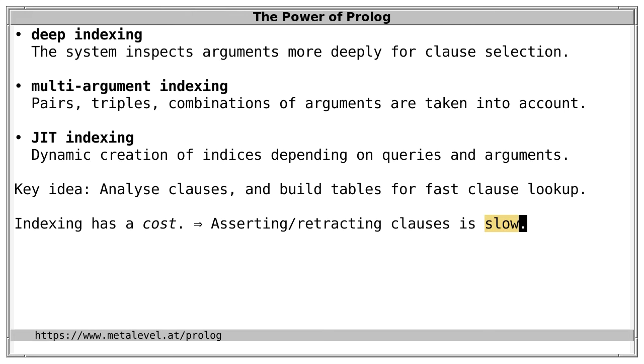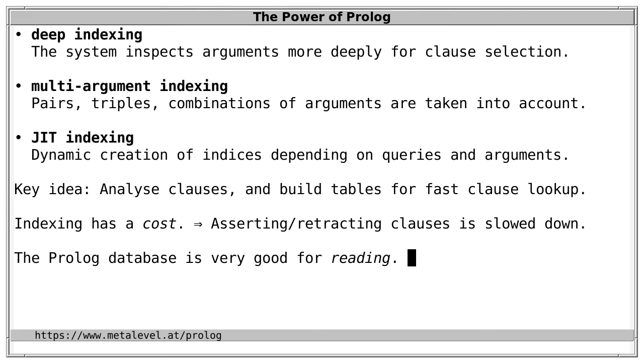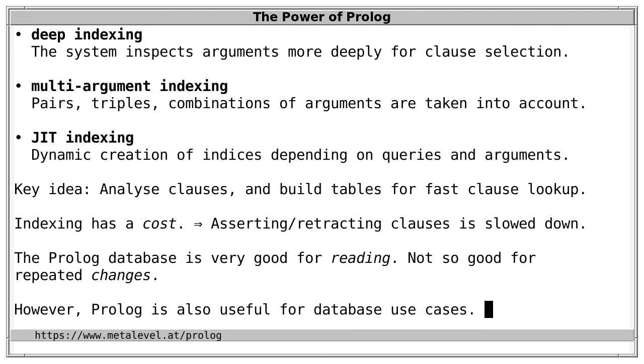And due to indexing, asserting and retracting clauses is slow. Of course, I don't mean slow in an absolute sense. Rather, I mean that indexing slows down these features. And indexing is also the reason for the saying that the Prolog database is very good for reading data, but not so good for repeated changes. However, on the other hand, Prolog is of course also quite useful for database use cases.